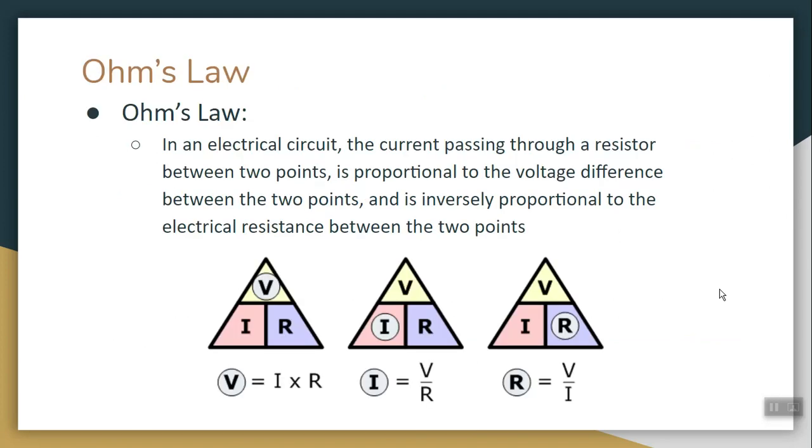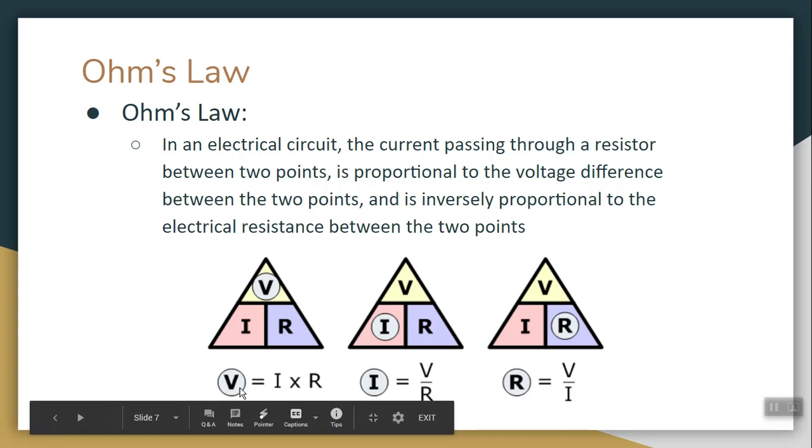And lastly, we have Ohm's law. It says in an electrical circuit, the current passing through a resistor between 2 points is proportional to the voltage difference between the 2 points and is inversely proportional to the electrical resistance between the 2 points. So all of that probably didn't make that much sense. That's okay. All it really means is this formula down here.